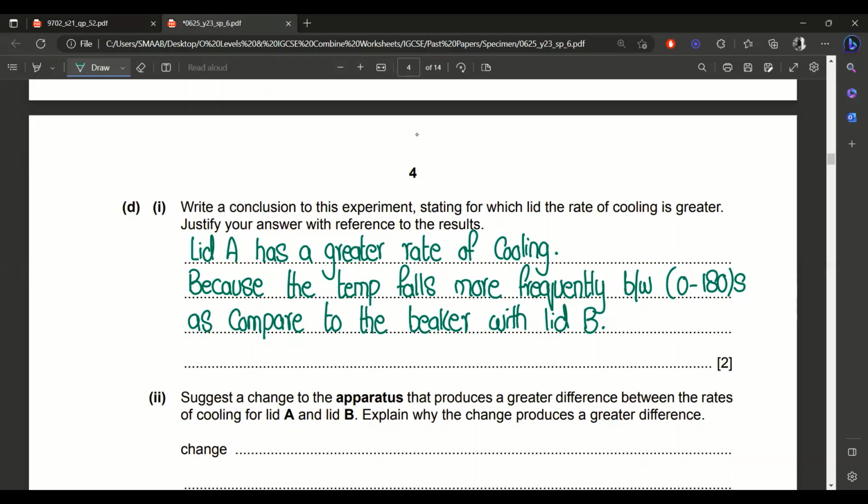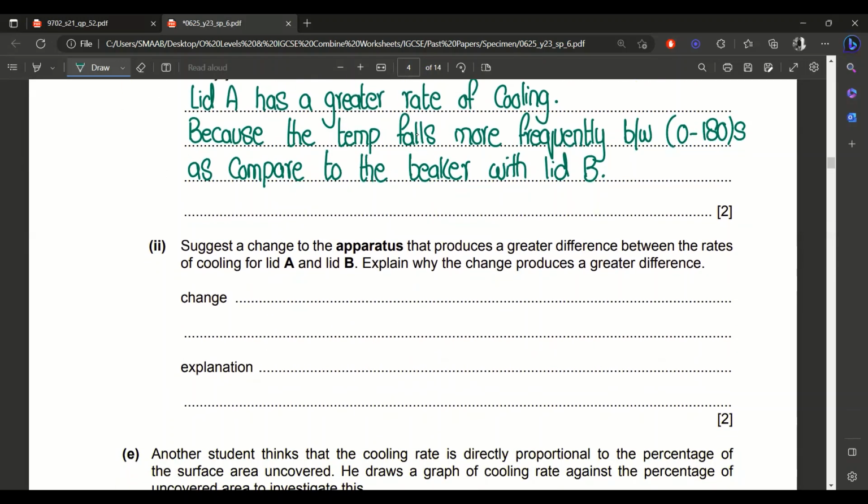And further, suggest a change to the apparatus that produces a greater difference between the rates of cooling for lid A and B, and explain why the change produces a greater difference. So now we have to make a change in the apparatus that will produce a greater difference between the rate of cooling for lid A and B. So now we have to cool down more quickly as compared to the previous comparison. What will be the best change? Because there are multiple changes, we have to explain only one.